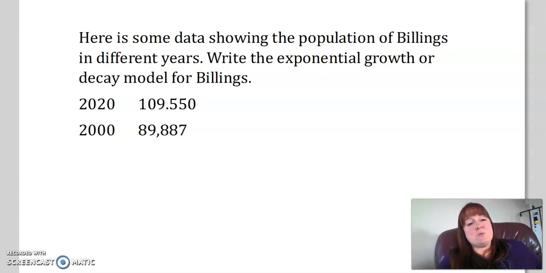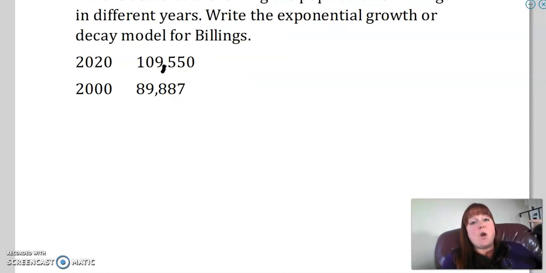Now we're just going to assume that it's growing exponentially because population usually does grow exponentially. If you look at the graph, sometimes it doesn't always grow perfectly exponentially, but we're just going to make that assumption on this one. So pretend that decimal place there is a comma, because that's a little typo. All right, so we have this data and we want to figure out what the exponential growth or decay model is for Billings. So let's just call 2000 our initial year, okay?